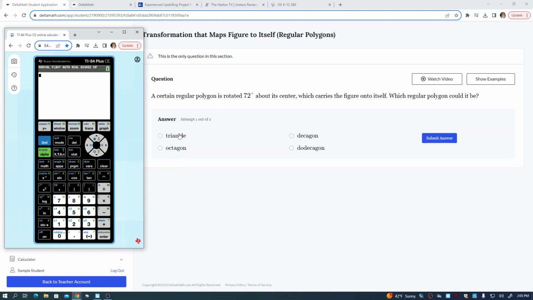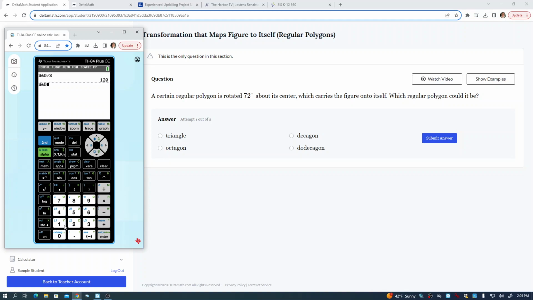So let's try a triangle. A triangle has 3 sides. So let's do 360 in a complete circle divided by 3 sides. Every 120 degrees, a triangle would be mapped on top of itself. Well, 72 is not going to go into 120. It's not going to multiply to make 120. So the triangle's out. Let's try an octagon.